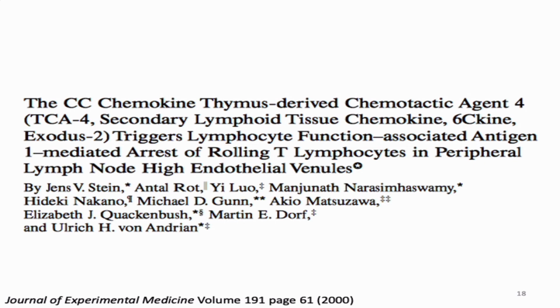This is something I had to read during my first week of grad school. The point of me showing you this is to show you that this title is nuts. You don't need to worry anything about the details. And I can imagine that in the past, papers in the past were even worse than this. Because here they were looking at a protein called CC chemokine thymus-derived chemotactic agent 4, also known as TCA4, also known as secondary lymphoid tissue chemokine, also known as 6-C-kine, also known as Exodus 2. Like, what?